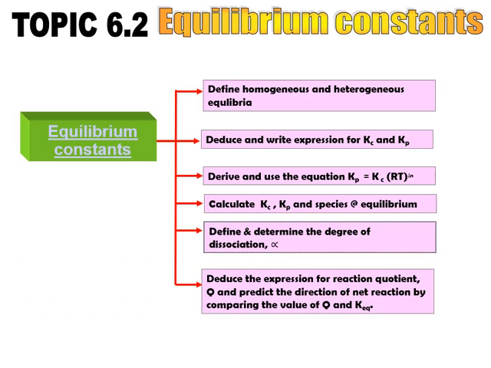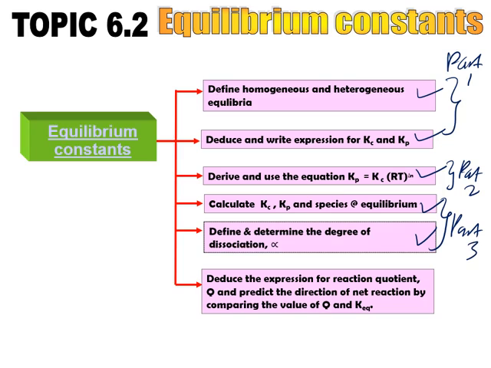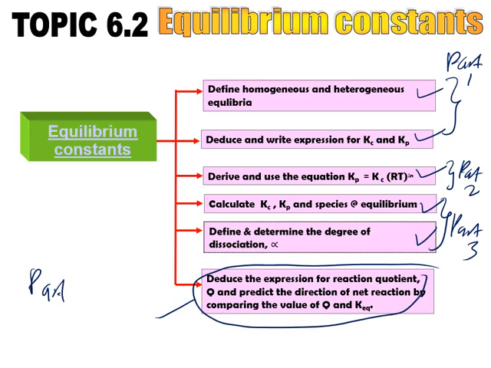Tengok kita punya 6.2. Kita dah cover yang ni dah. Yang dua ni dalam video part 1. Yang ni dalam video part 2. Yang dua ni dalam video part 3. Yang ni adalah video yang terakhir kita untuk part yang ketiga, which is deduce the expression for the reaction quotient. Reaction quotient is Q. And predict the direction of the net reaction by comparing the Q value and the K value. Alright.